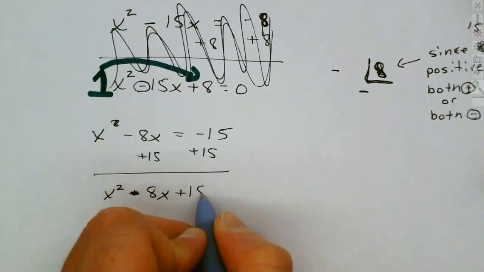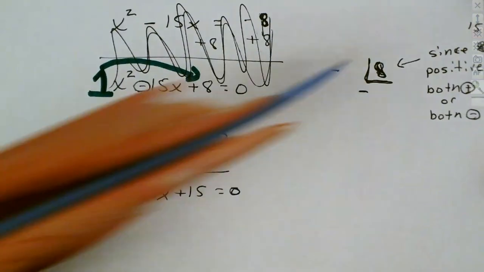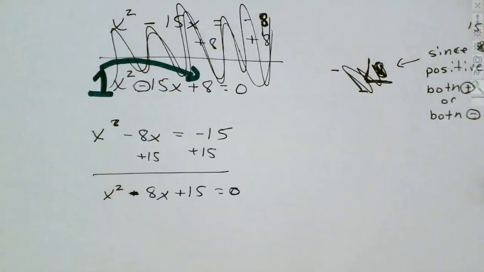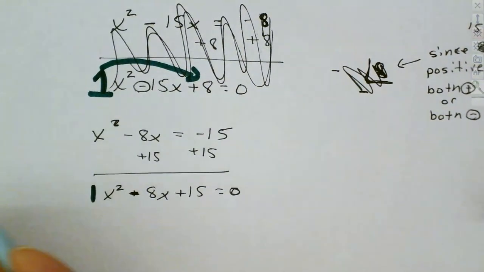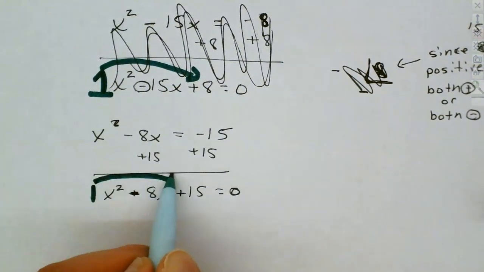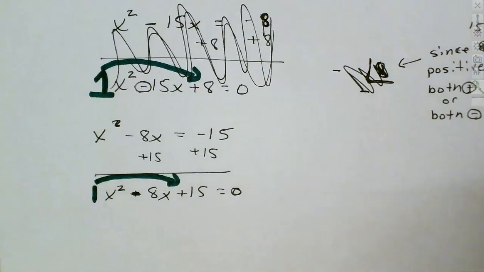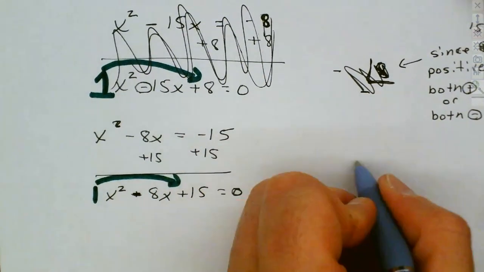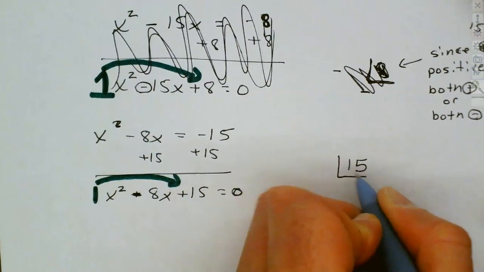Now you'll see this one will factor. So this one will actually work. That was my mistake there. Okay, so when we go to work this one out, we put our 1 in front. And 1 times 15 is a 15. Now, what do we know about 15?